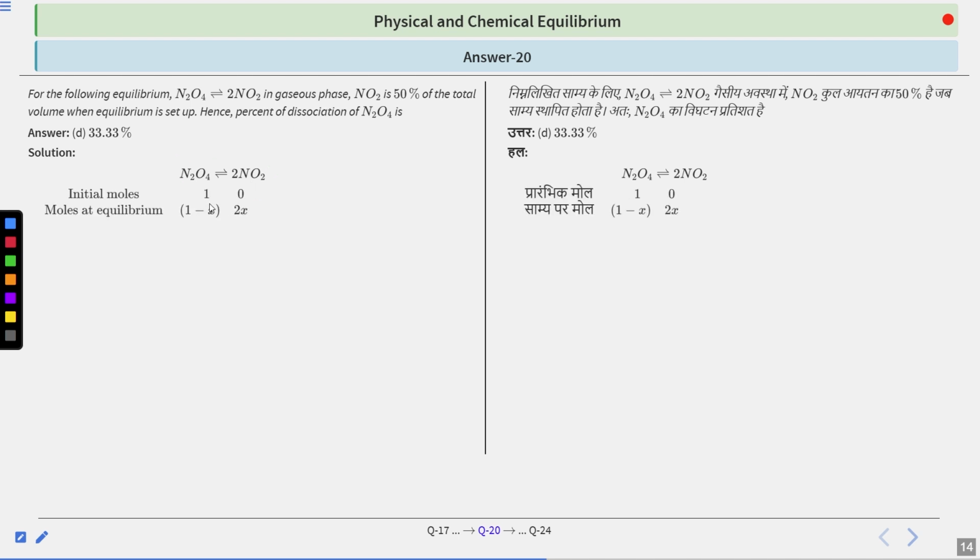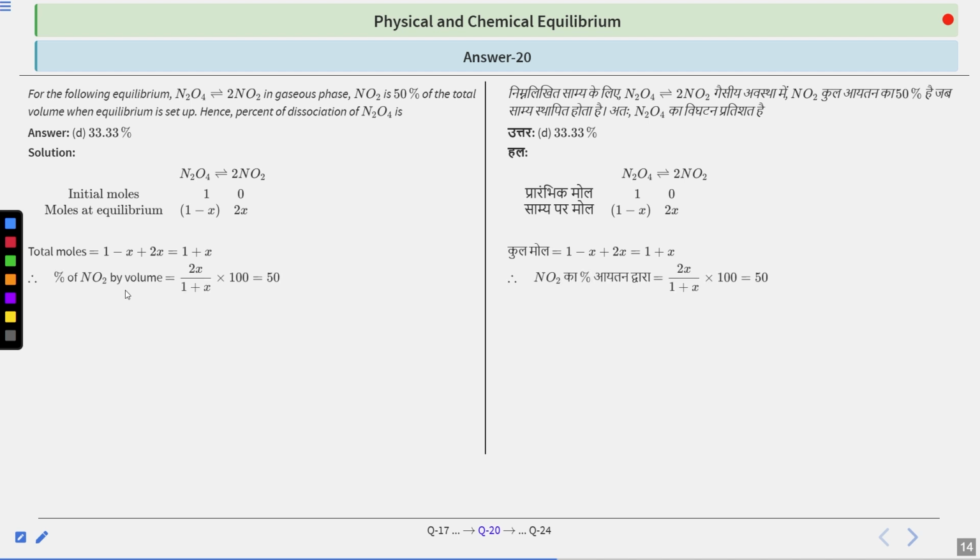Now it is being said in the question that when equilibrium is set up, your NO2 is 50% of the total volume. Suppose the initial mole of N2O4 is 1 and that of NO2 is 0. As the equilibrium proceeds, we are taking that X moles of N2O4 have been broken and simultaneously 2X moles have been formed, because 1 mole forms 2 moles of NO2. Then what is the total number of moles? It will be 1 minus X plus 2X, that will give you 1 plus X.